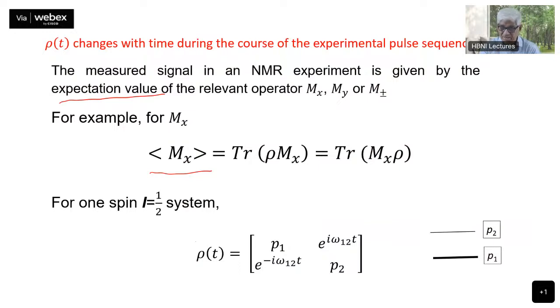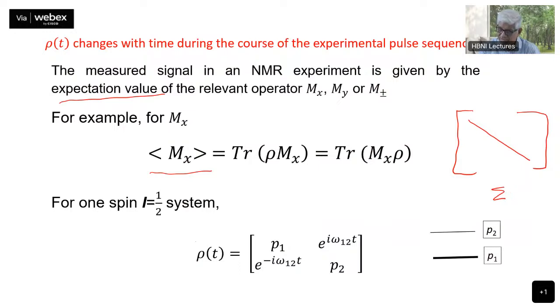And this is equal to the trace of Mx rho. What is trace? For those of you who do not know what trace is, let me explain. Suppose I have a matrix here and I have the diagonal here. Let us say this is an n by n matrix. Then the trace is the sum of all the diagonal elements.